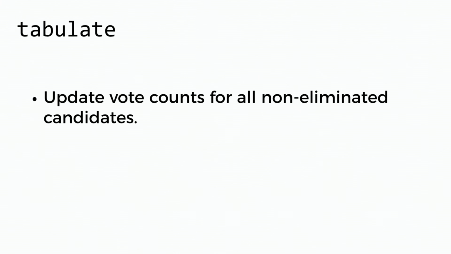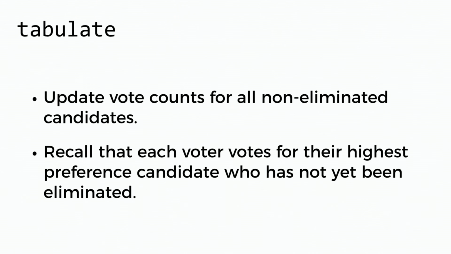And the job of the tabulate function is going to be to update the vote counts for each of the candidates to represent how many votes they currently have. How are you going to do that? Well, recall that every voter is going to ideally vote for their highest preference candidate. But a voter can't vote for a candidate who's already been eliminated. So each voter is going to vote for their highest preferred candidate who has not yet been eliminated from the race. So what might this tabulate function actually do on some sample data?